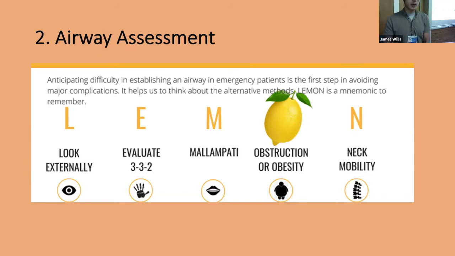I'll touch upon the Mallampati score shortly. You want to check for obstruction or obesity. So stridor, foreign bodies, other forms of intrinsic obstruction. This can include tumors, abscesses, expanding hematoma, or inflamed epiglottis. And you want to check for neck mobility. This is especially important in trauma patients where C-spine injury is suspected.